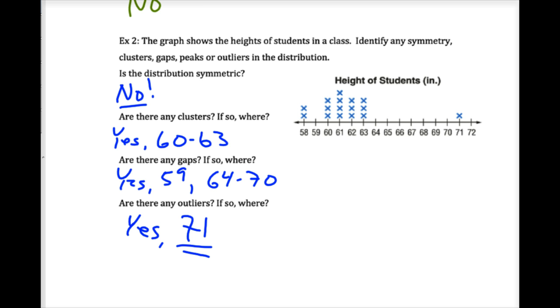Great question. Don't you have to add 72 for the gaps? No, because there's nothing after it. Good question. You guys see that? Should you put 72 as a gap? No. If there were another piece of data after that, yes, but because you would include 57 as a gap too, but there's nothing before that. All right, does that make sense?